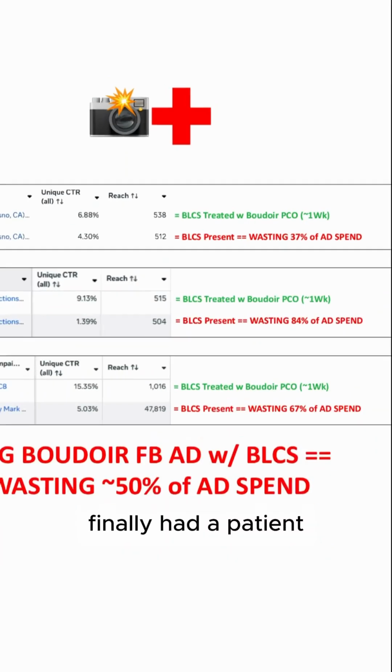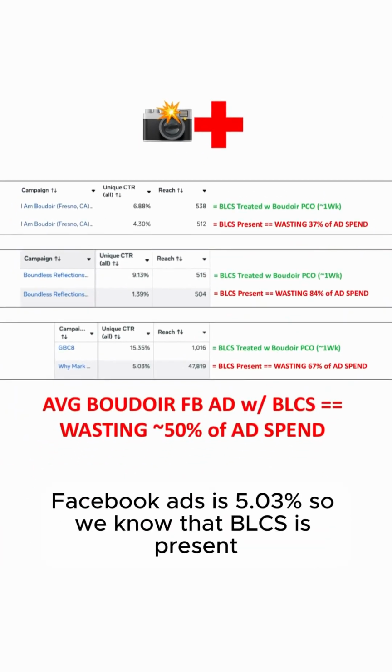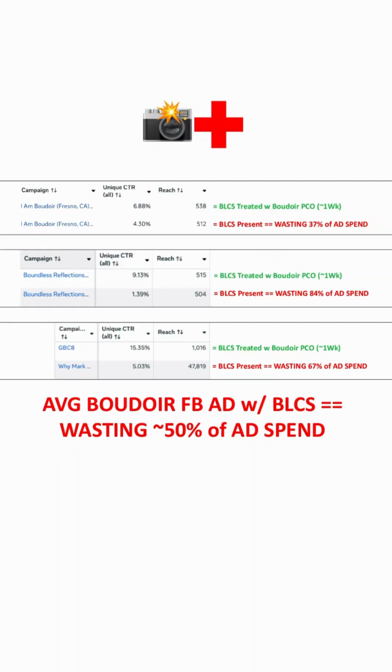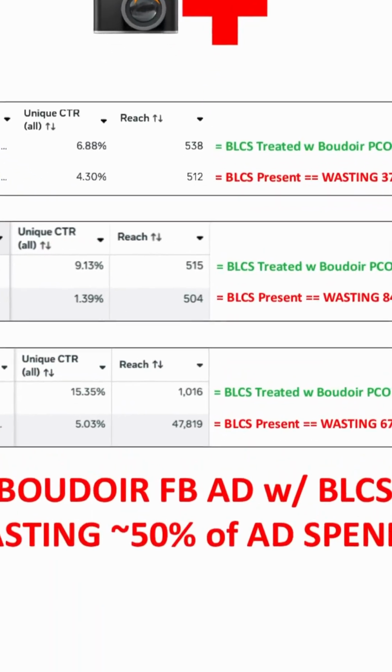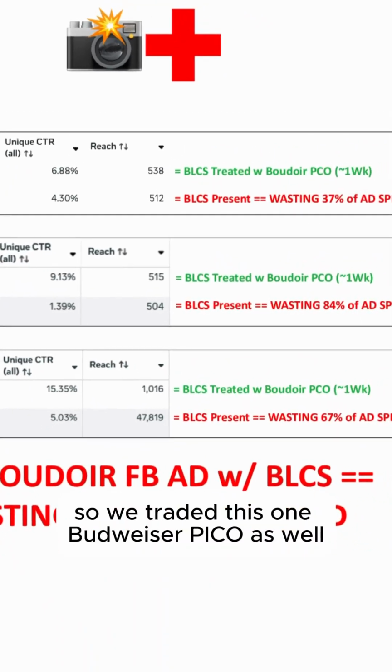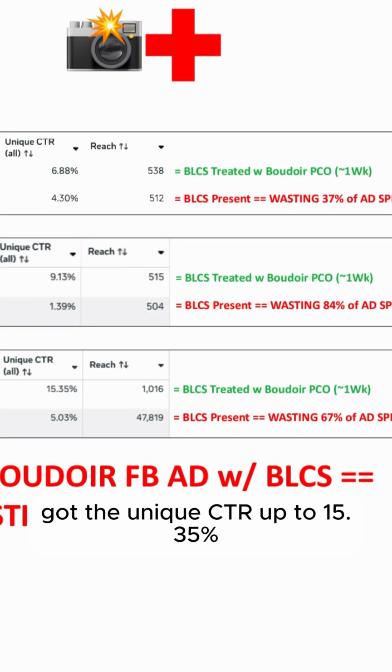Finally, I had a patient whose unique CTR on his Boudoir Facebook ads was 5.03%. So we know that BLCS is present. When unique CTR is under 6%, that's Boudoir low click syndrome. So we treated this one with Boudoir Pico as well. Did really good with this. Took about a week. Got the unique CTR up to 15.35%.